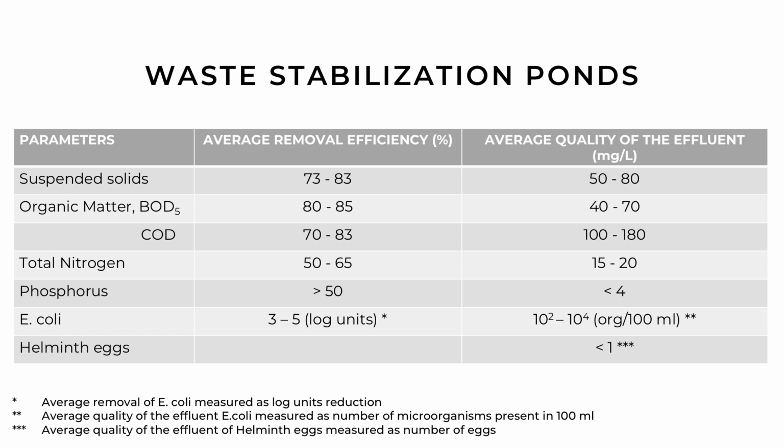Furthermore, the effluent with a concentration of 1,000 E. coli per 100 milliliters of effluent and less than 1 helminth egg will not pose a health risk to farmers or consumers. This treatment system is particularly interesting because it doesn't require electricity and the operating costs are low.